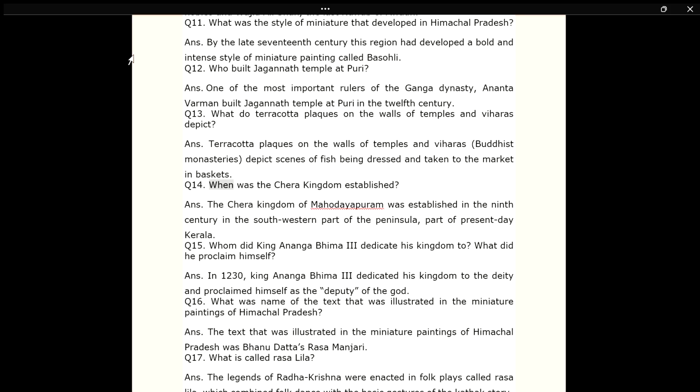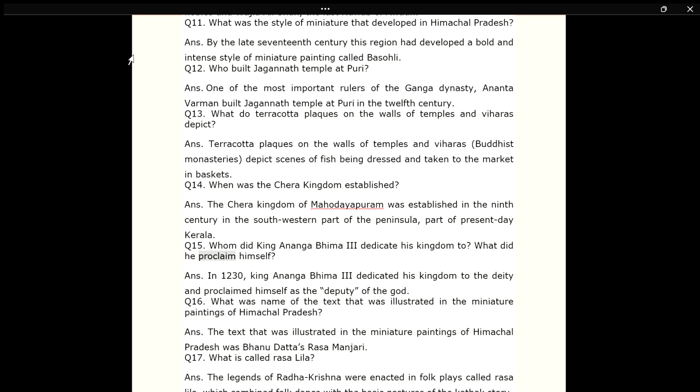Q14. When was the Chera kingdom established? Ans. The Chera kingdom of Mahodapuram was established in the 9th century in the southwestern part of the peninsula, part of present-day Kerala.